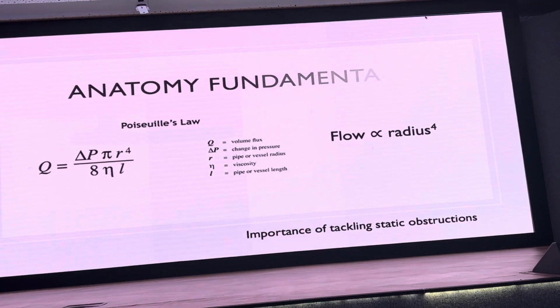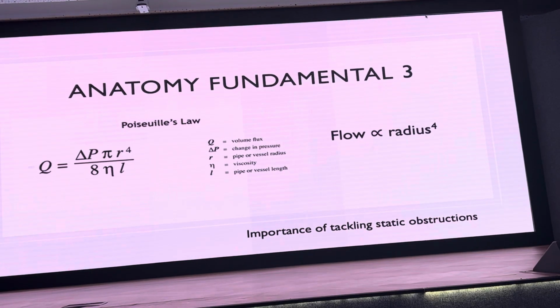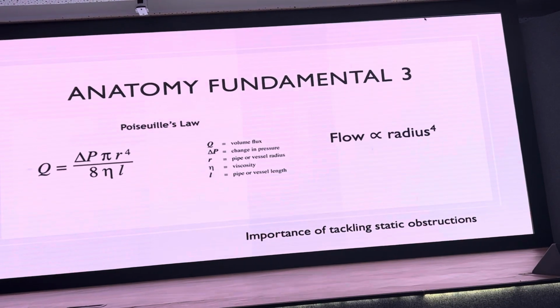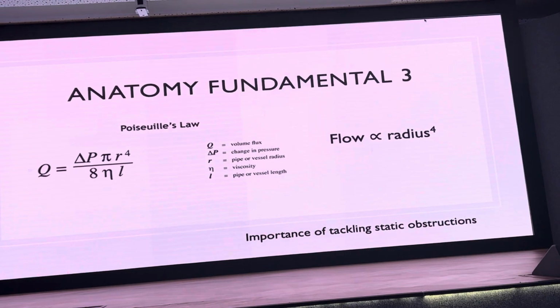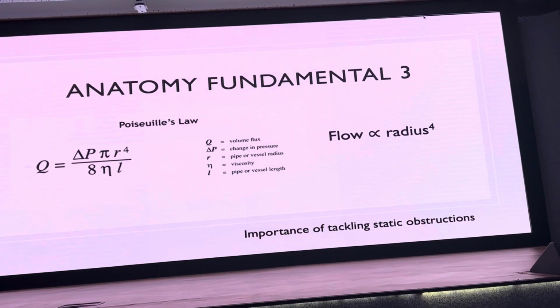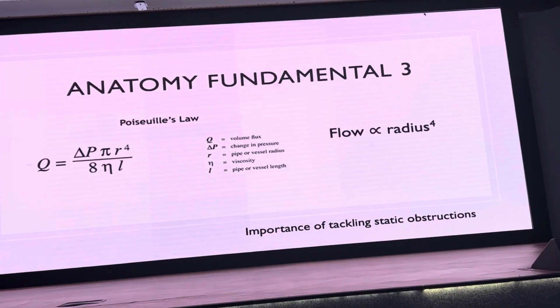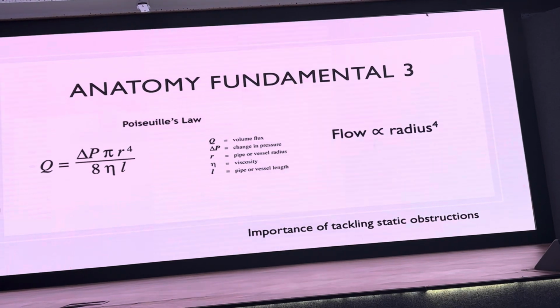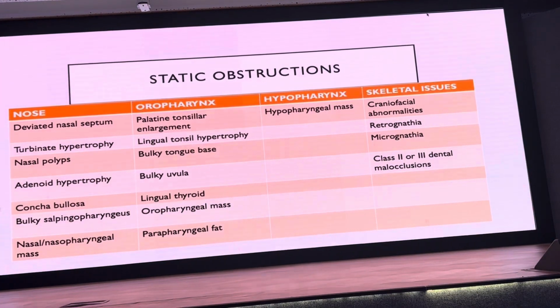The third fundamental of anatomy is Poiseuille's law, which we read back in our physics classes, which says flow is directly proportional to the 4th power of radius in case of a fluid flowing through a tube. So the flow of the fluid is directly dependent on the cross-sectional area of the passage. Now here is the importance of tackling static obstructions. Even a mild obstruction like a nasal polyp or an adenoid hypertrophy will cause a substantial decrease in the airflow.